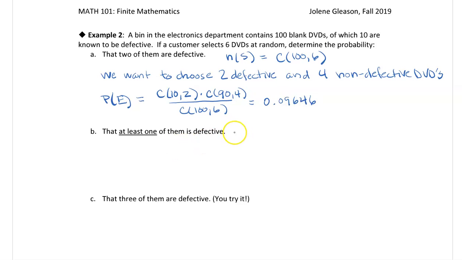0.09646. Okay? So about a 9% chance of choosing 2 defective DVDs. All right. What is the probability of choosing at least 1 defective DVD? Well, at least 1, if we're choosing 6, would be 1 or 2 or 3 or 4 or 5 or 6 defective DVDs. So that's a lot of casework.